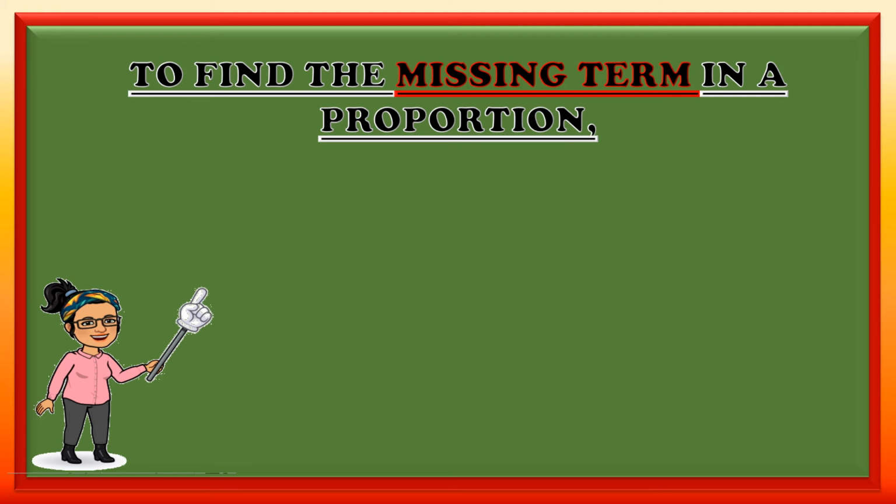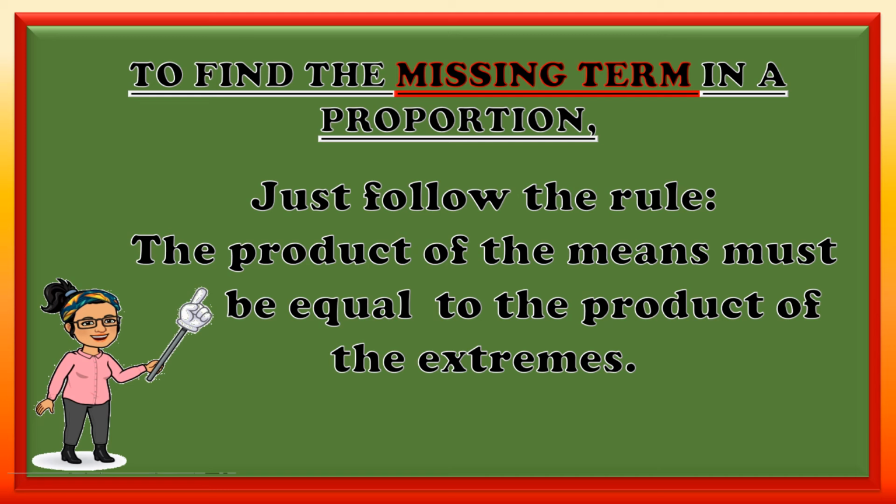Okay, now, we can also find the value of the missing term in a proportion. And how do we do that? To find the missing term in a proportion, we just follow the rule. The product of the means must be equal to the product of the extremes. Again, the product of the means, or the terms inside the proportion, must be equal to the product of the extremes, or the terms outside the proportion.